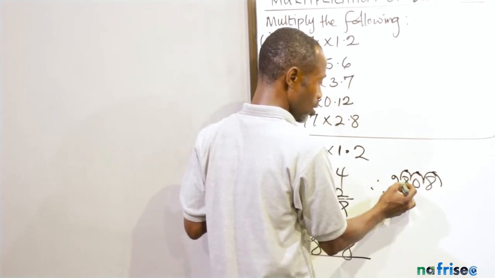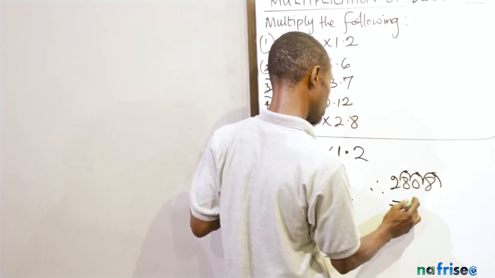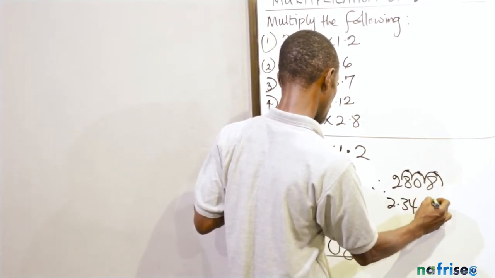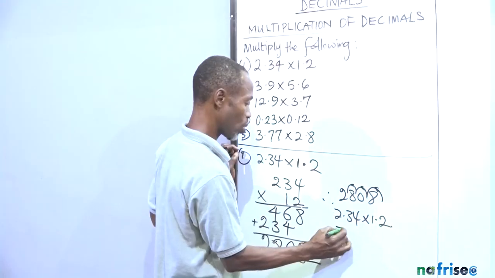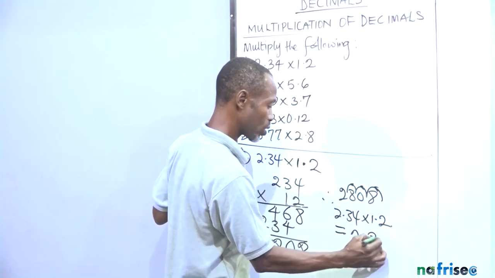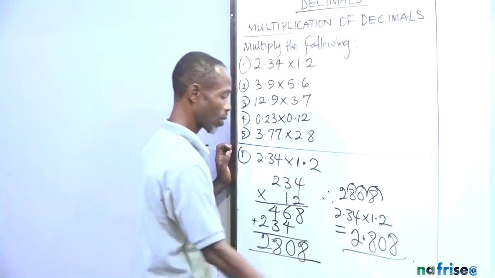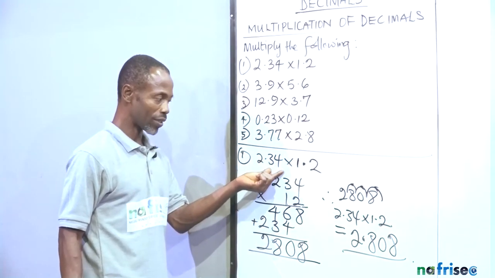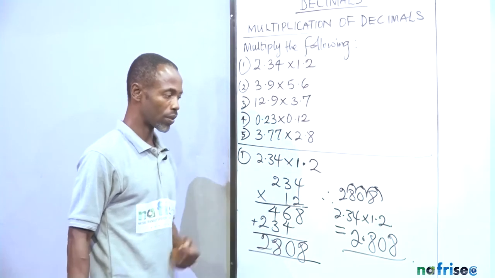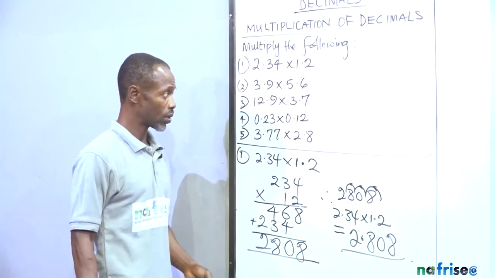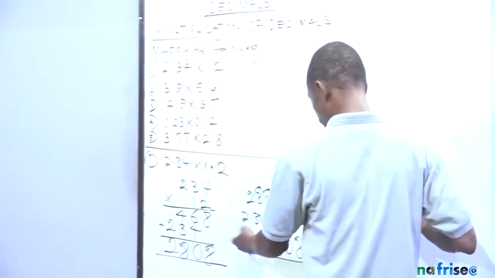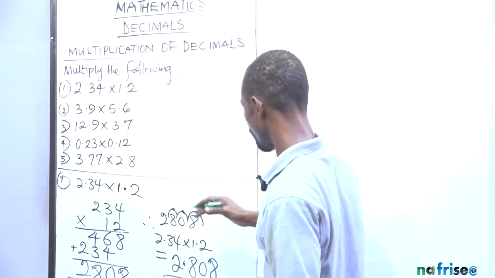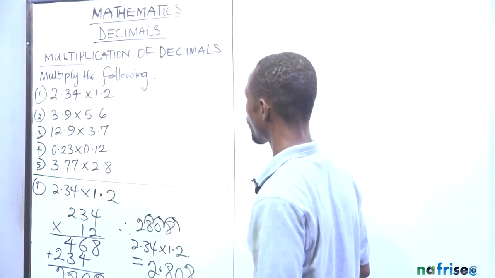If you have to, then you can say, okay, the answer now becomes, therefore, 2.34 times 1.2 will equal to what? 2.808. Multiplied normally, but remember the decimal places that you have in both of the numbers. As simple as that. Let's see number 2. If you have a calculator at home, you can check it, because I know you need to verify some of these things so that you'll be very comfortable with them.